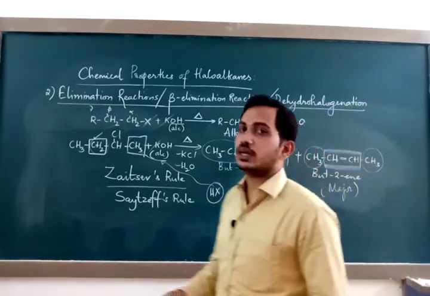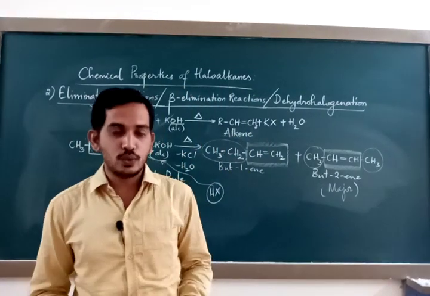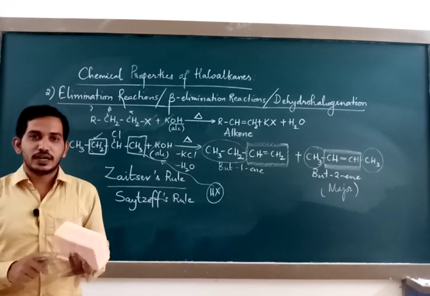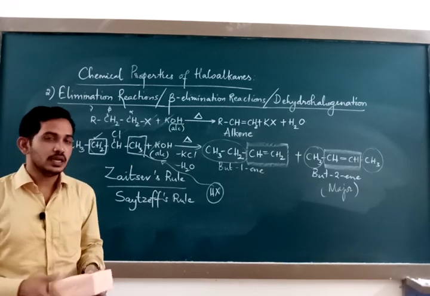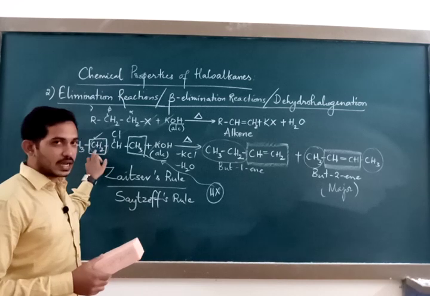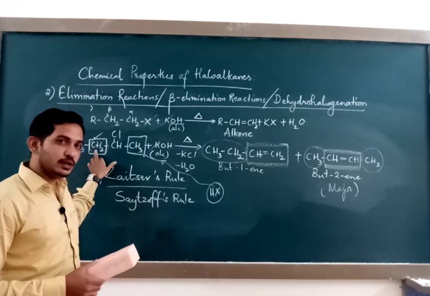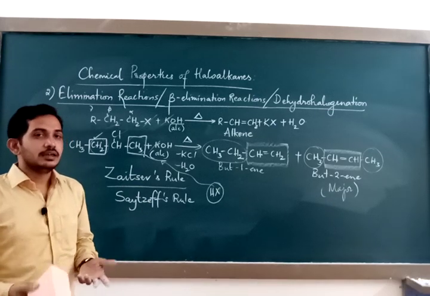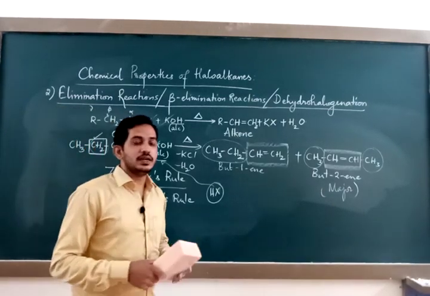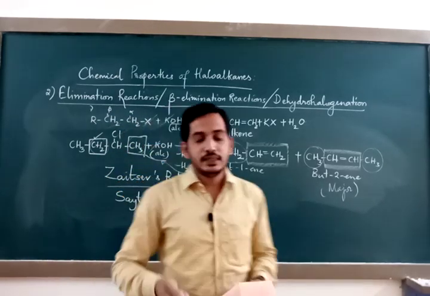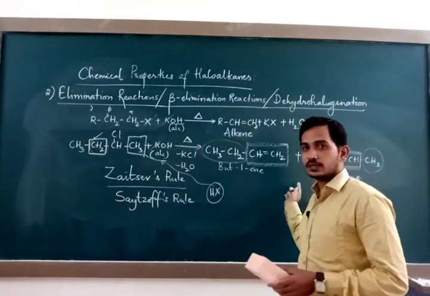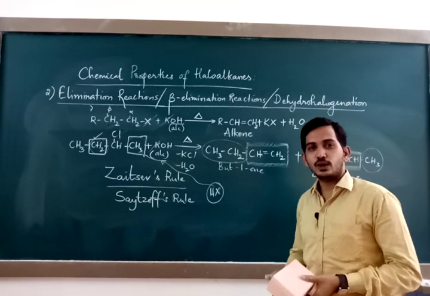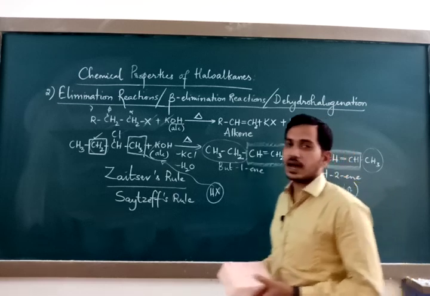Whichever rule is easier, you can remember that. I'll quote the rule once again. Zaitsev's rule says that during the elimination of hydrogen halide from a haloalkane, hydrogen must be removed from a carbon containing less number of hydrogen atoms. In other words, when hydrogen halide is eliminated from a haloalkane, that product is formed in excess, which is more alkylated or which contains more number of alkyl groups attached to the double bonded carbon atoms.